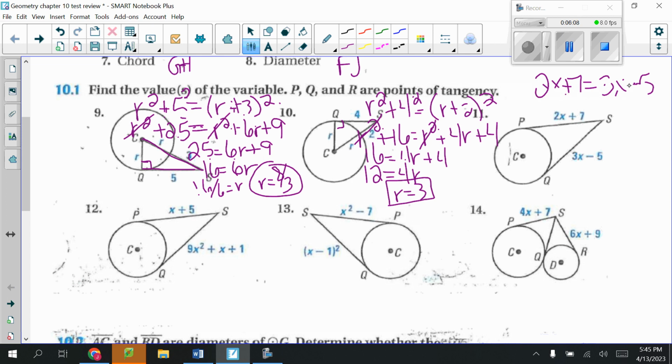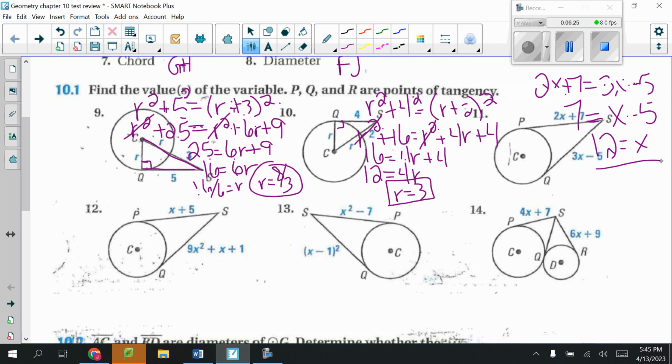I'm trying to get my x's together. So I'm going to have 7 equals, I'm going to move my 2x over. And so I get x minus 5. Add 5 over. So I get x is equal to 12 on that one.